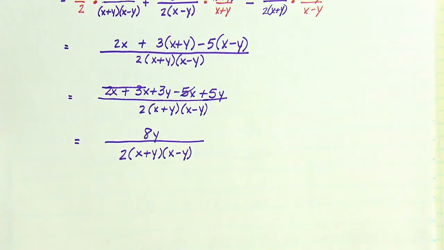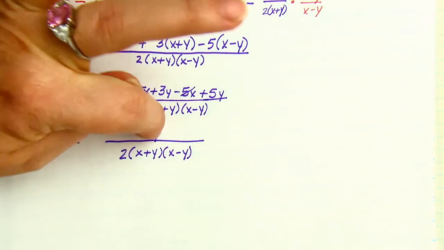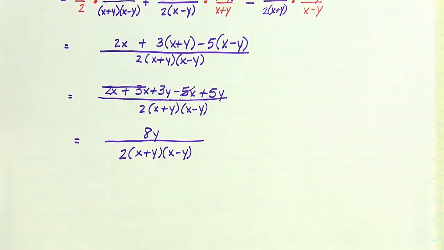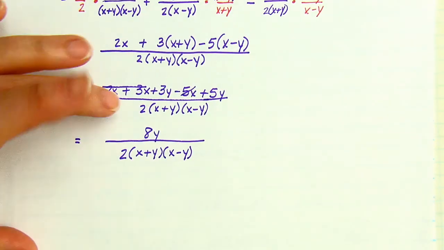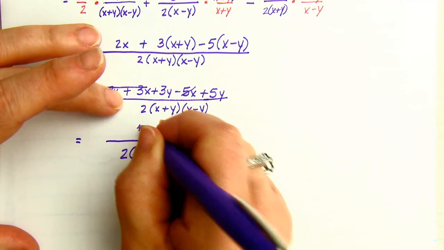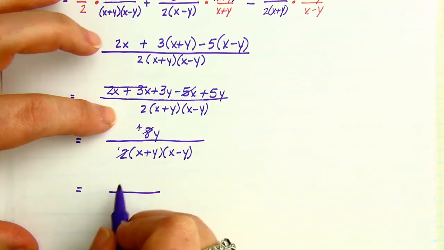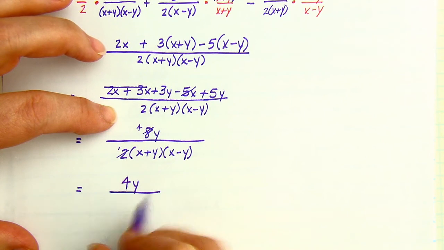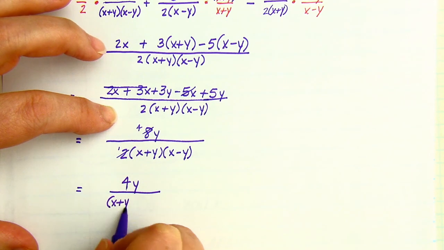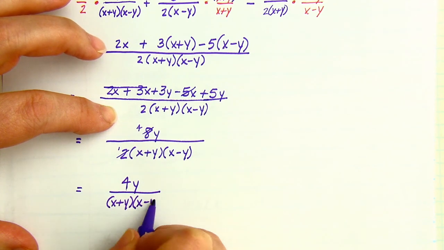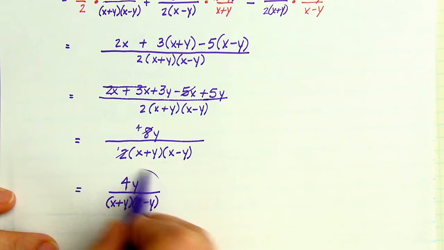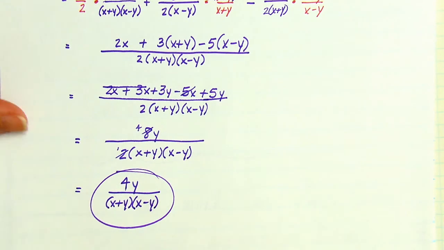Can I simplify anything? Sure can. This is 8 times y. This is 2 times this times that. Multiplication and division are inverses. So the 8 becomes a 4 and the 2 becomes a 1. So the numerator is 4y. The denominator is x plus y times x minus y. Restrictions. It's part of the answer.